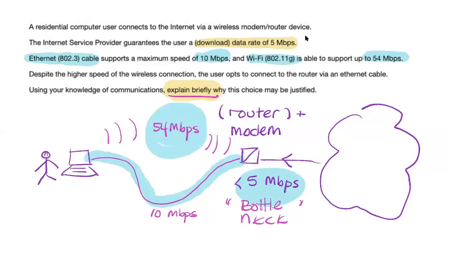So the question says, explain why this choice may be justified. So for full marks, all you need to do is to mention the bottleneck. It's to mention the 5 megabit per second. If you mention an advantage or some advantages of wired connection over wireless connection, you get most of the mark. I gave 4 out of 6.5 for mentioning the advantage of wired over Wi-Fi. But for the full mark, all you needed to do was to mention the bottleneck. If you mention both reasons, again, you get full mark.